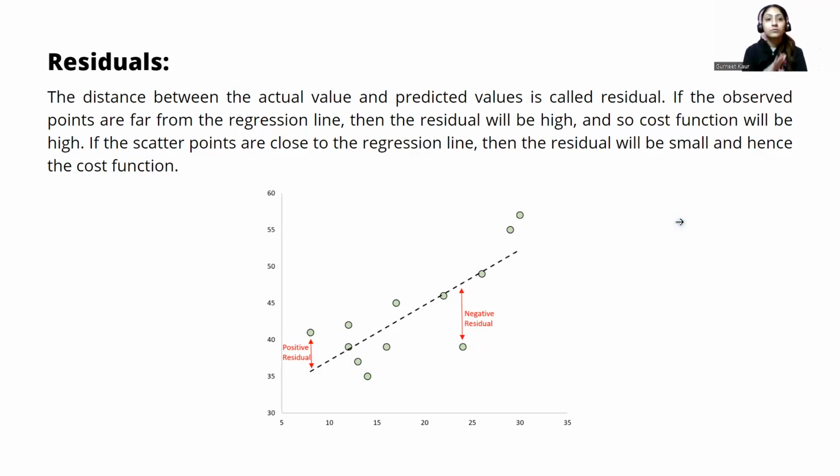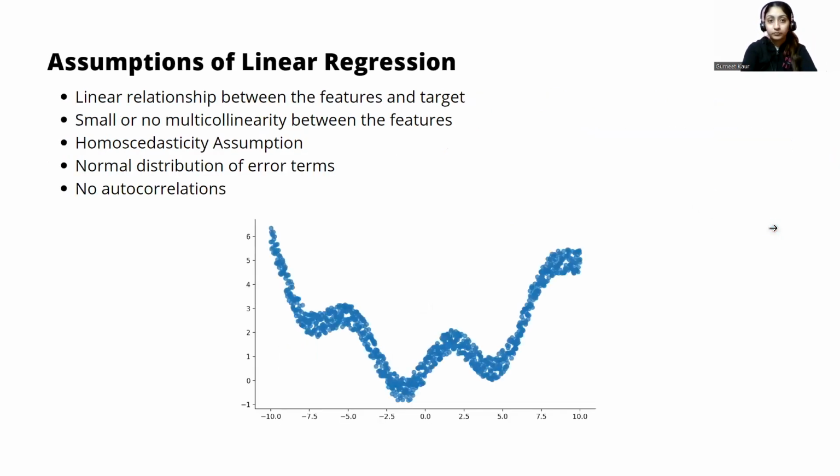Now if the points are far from the regression line, then the residual will be high, right? And in that case the cost function will also be high. And if the scatter points or the data points are closer to the regression line, then the residual will be small and hence the cost function will also be less, right? I hope this part is clear.